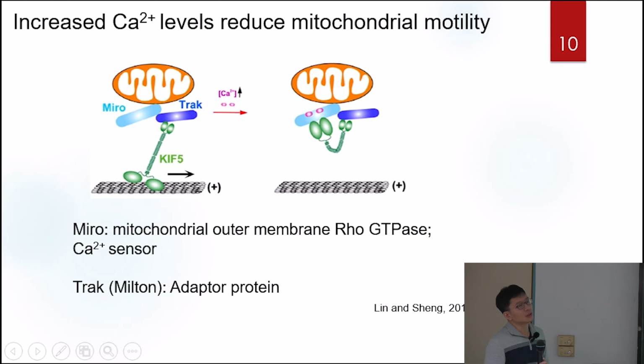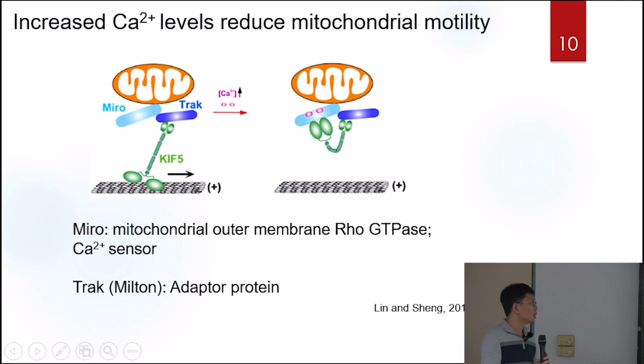So how do they know mitochondria need to stop there? It's because of calcium. When calcium levels increase, calcium can bind to the mitochondrial protein Miro. It's a calcium sensor. After binding to Miro, the whole motor protein with the mitochondria may leave the microtubule, or the mitochondria itself leaves the motor protein. So basically, if the calcium levels increase, the mitochondrial movement will stop.